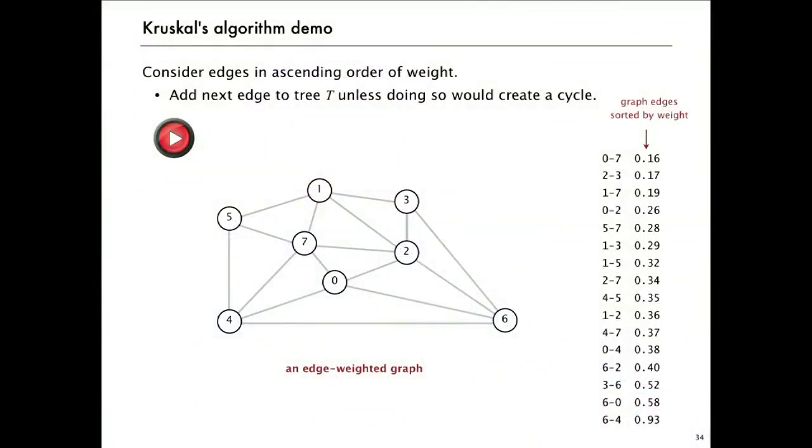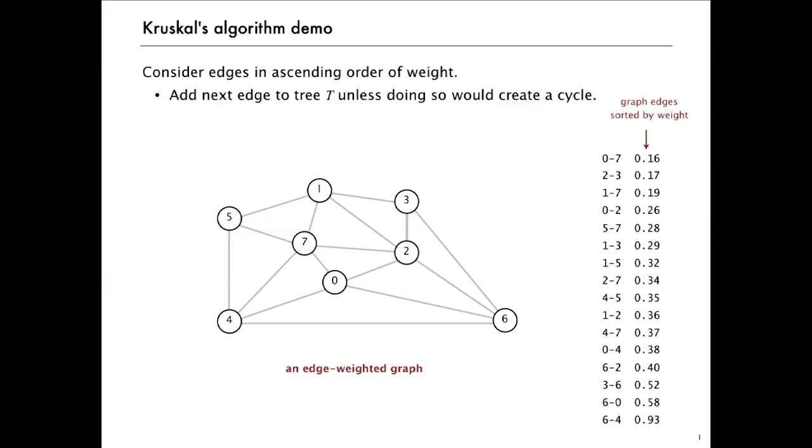We're going to take the edges and sort them by weight, and we're going to consider them in order of ascending weight. And the algorithm is simply: add the next edge to the tree unless that edge would create a cycle. If the edge creates a cycle, ignore it and go on to the next one. Let's look at a demo of Kruskal's algorithm.